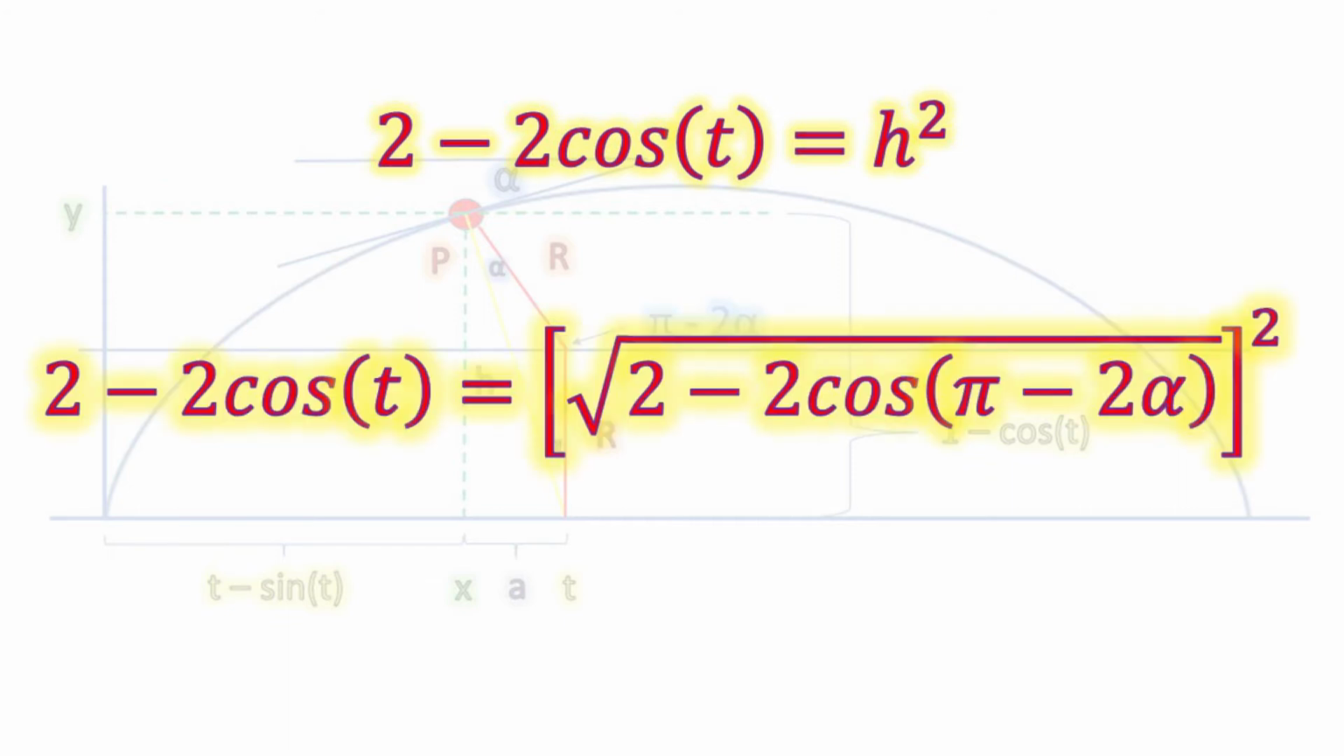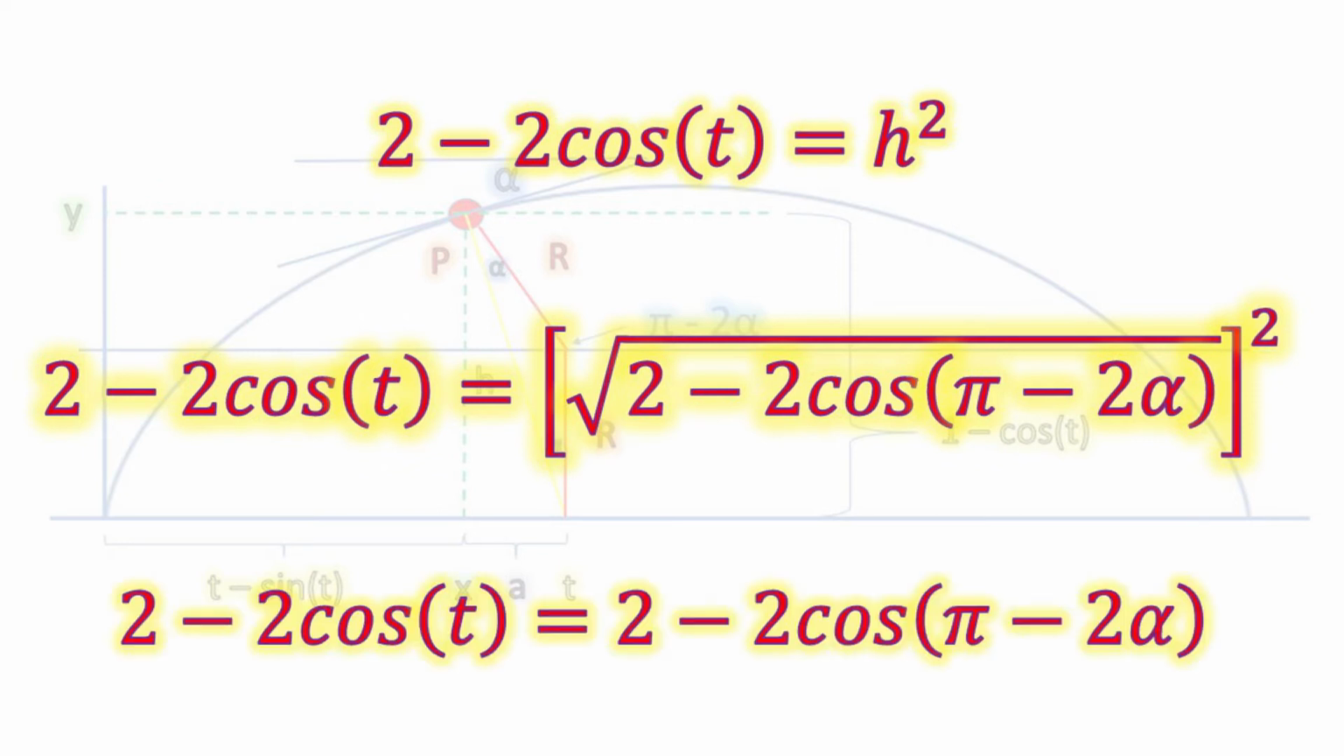So what does h squared equal from our previous example? Well, that was the square of the square root of 2 minus 2 cosine, the quantity pi minus 2a. And of course, squaring a square root now leaves us with this beautiful derivation. 2 minus 2 cosine t equals 2 minus 2 cosine pi minus 2a.